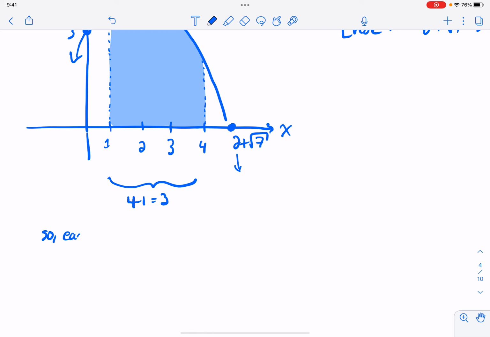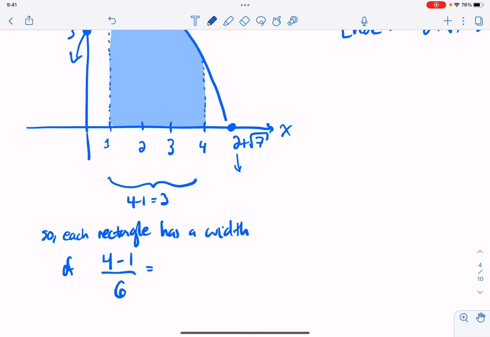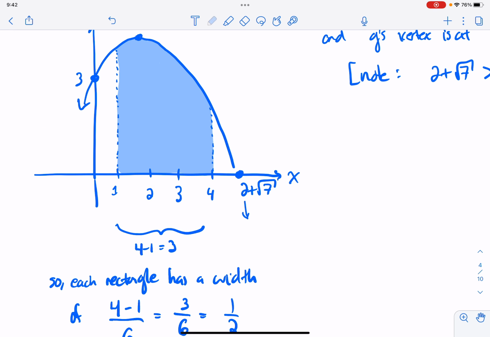So each rectangle has a width of, well, it's going to be that right endpoint minus the left endpoint over the number of rectangles we want, which is 6. We just computed the top, that's a 3, so we have 3 over 6, which is 1/2. So every rectangle that we consider has to have a width of 1/2. So we can come over here and start to sketch out each of those rectangles.